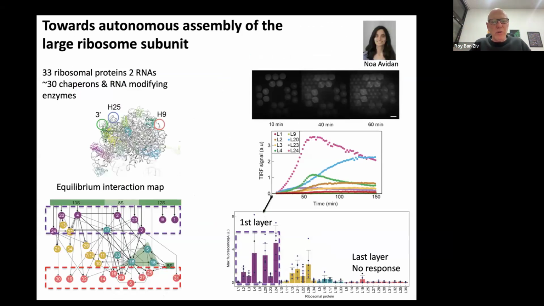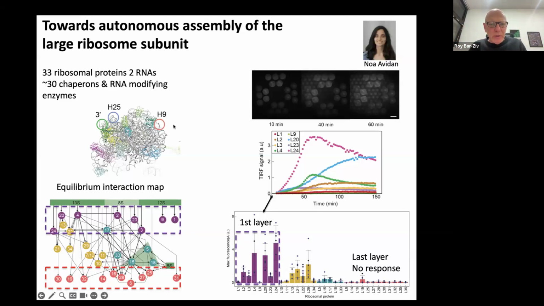This is work by Noah Vidal, who basically has been tackling the large ribosomal subunit, which is far more complex in structure and the number of proteins. It has chaperones and RNA modifying enzymes, which are not part of this specific result I'm showing yet. So what this map shows you is, again, a dependency map, which is far more complex than the small subunit. We now know that this is far more plastic and dynamic than anything else. It's not a one-to-one kind of correspondence, and it's mostly annotated by various domains which form in time.